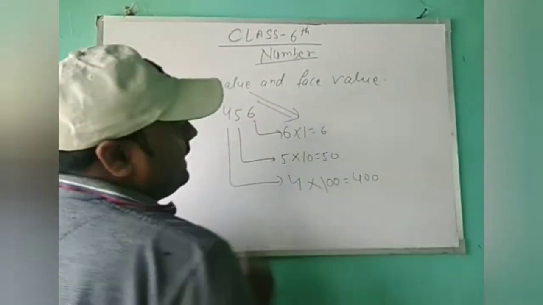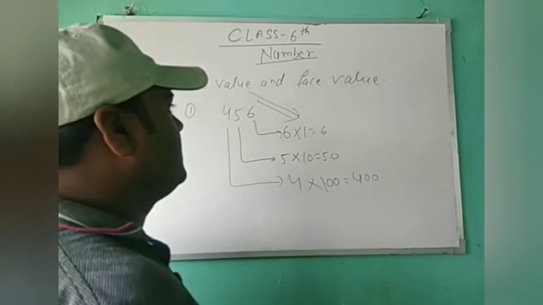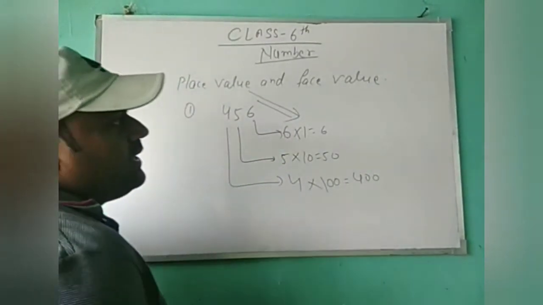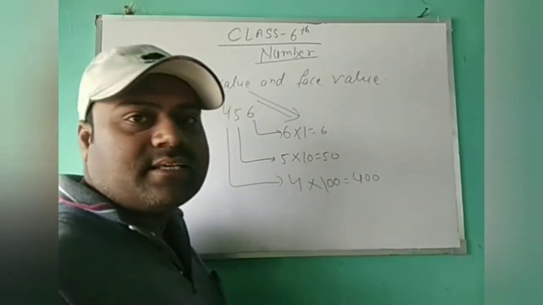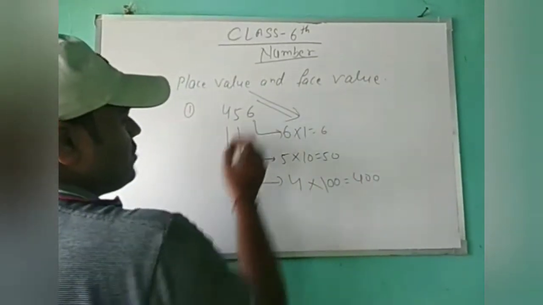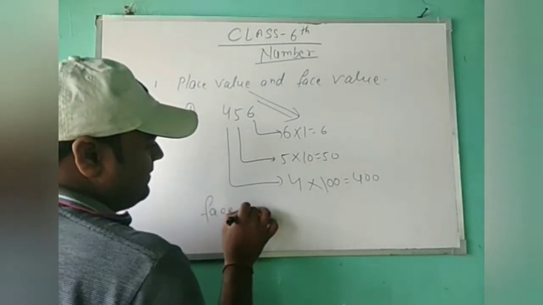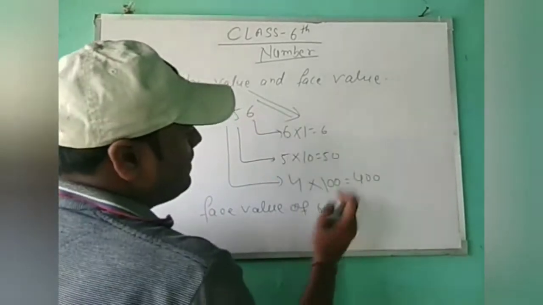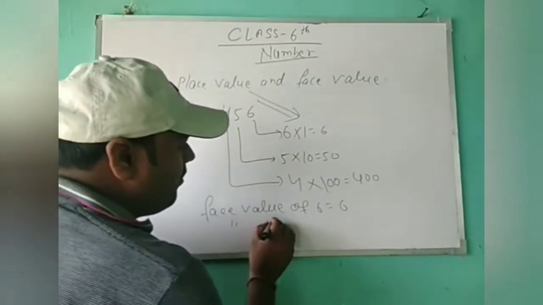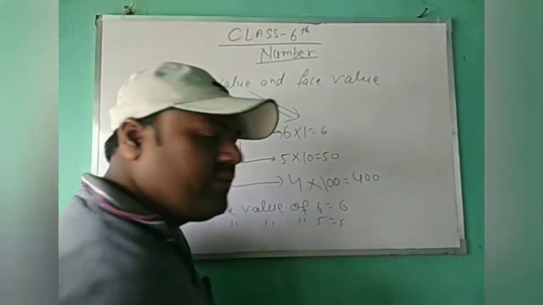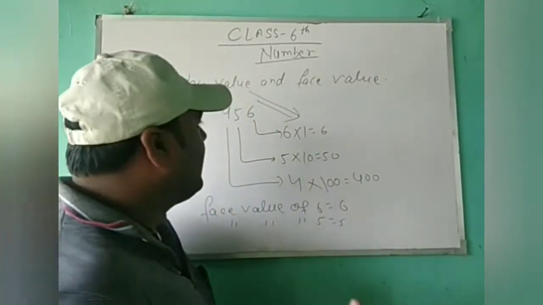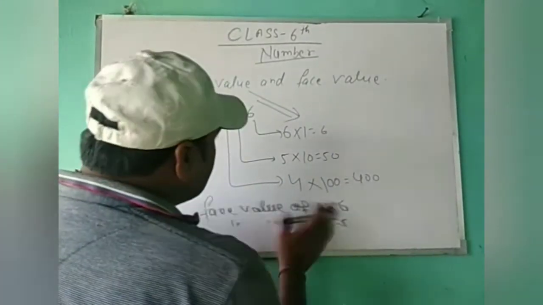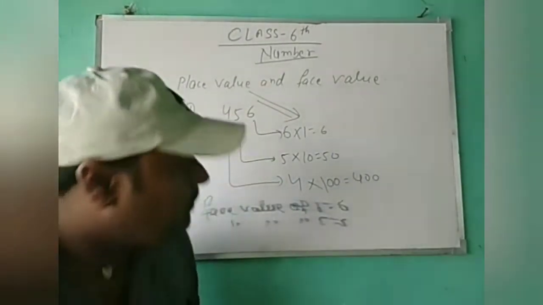Suppose the question asks to find out the face value. So the face value of 6 will always be the same. The face value of 6 is equal to 6. Suppose the face value of 5, that will be 5, the same. Face value will always be the same. Okay, let's take another example.